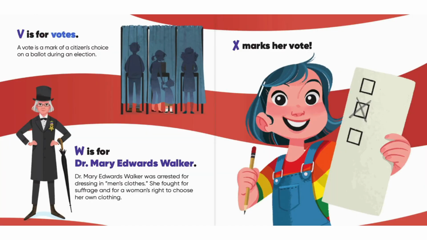V is for votes. A vote is a mark of a citizen's choice on a ballot during an election.